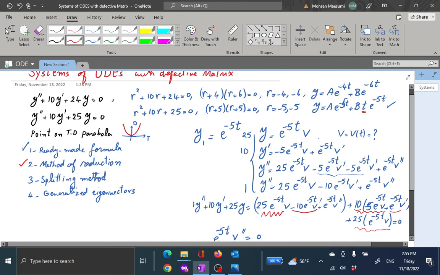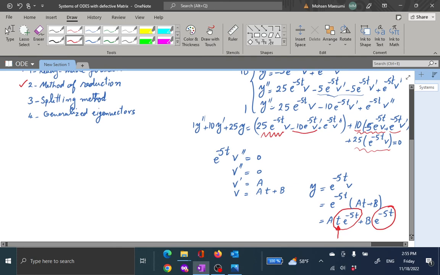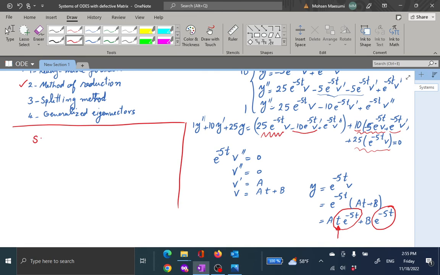So we are going to go after the method of splitting. It's going to be a little bit lengthier than what we have right now, so be ready that we have a bit more algebra coming up. So, splitting method.